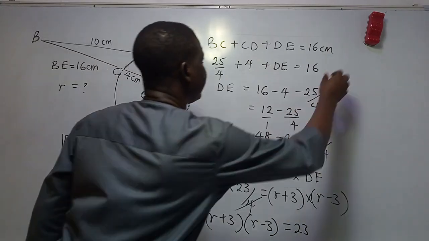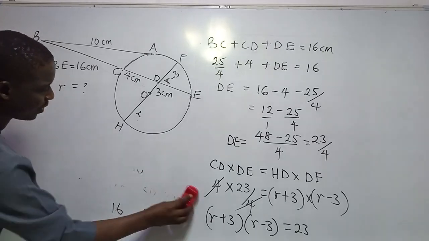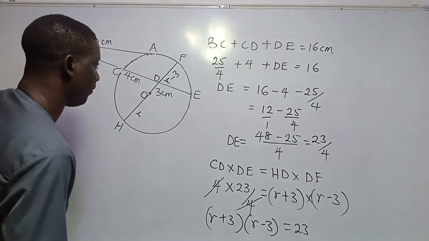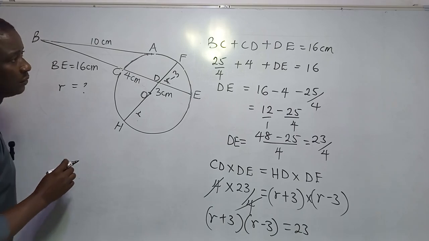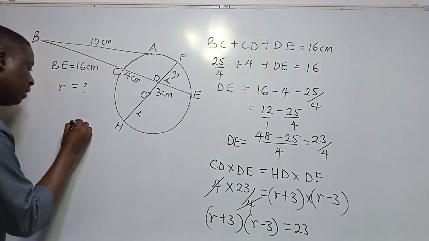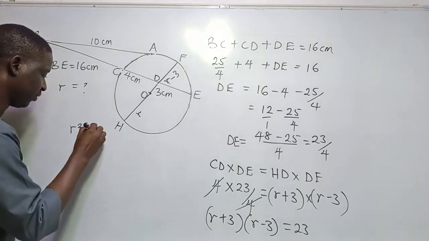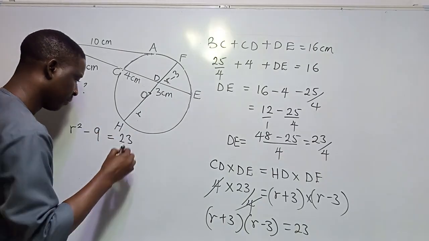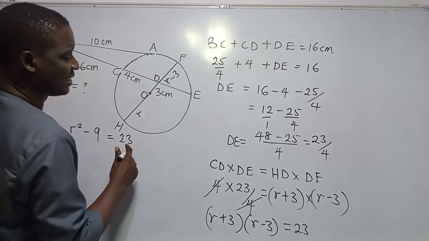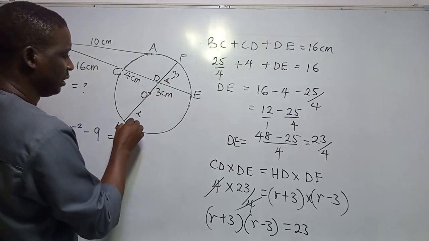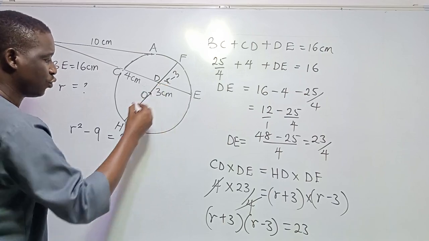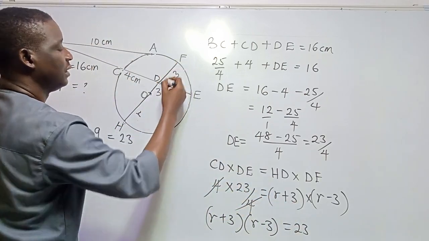Now let me clean this. So we have gotten our equation that we want to use to solve for the radius, because we are looking for the radius now. This is a difference of two squares, so R squared minus 9 equals 23. Why is it R plus 3? DH from here to here is 3, from here to here is R. So from D to H is R plus 3. Then DF is R minus 3.